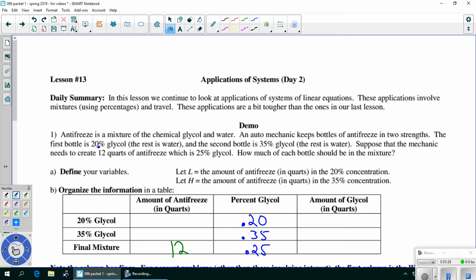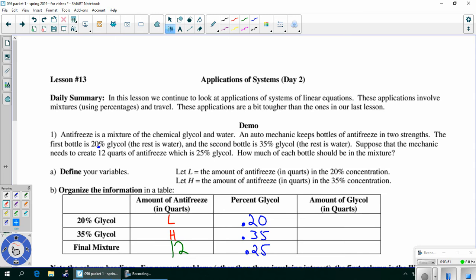Okay, so next up is to find a home for our variables. So L is the amount of antifreeze of the 20%. So the question is, does L go here or does L go here? Well, the last column is the glycol. That's not what L is. L is the amount of antifreeze. So L goes here. And then H is the amount of antifreeze in the higher percentage mixture.